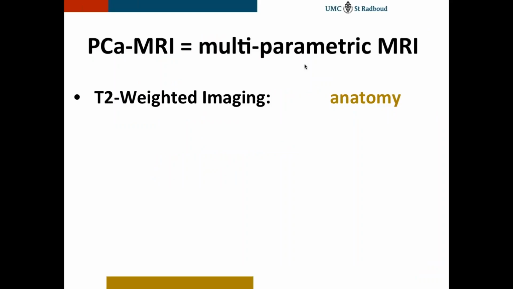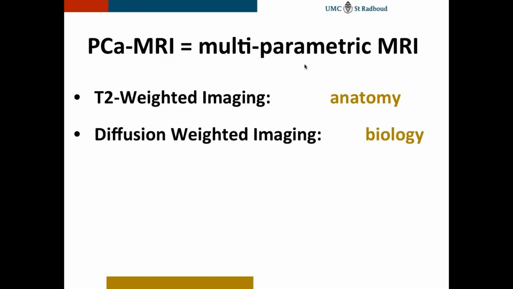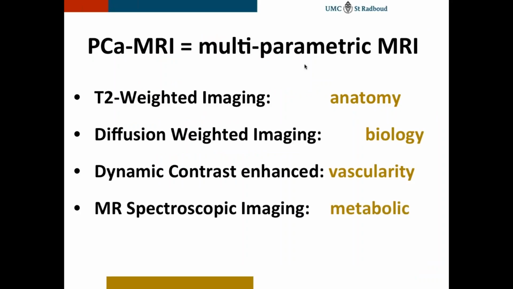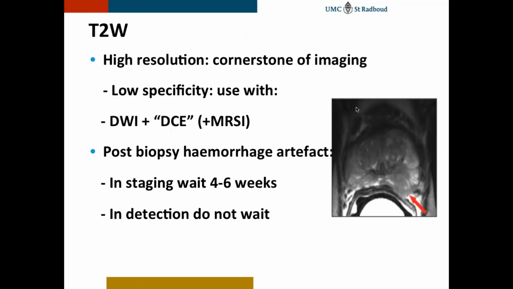It consists of T2-weighted imaging, which gives information about anatomy, diffusion-weighted imaging, information about biology, and dynamic contrast enhanced MRI gives information on vascularity. And in some cases, MR spectroscopic imaging is performed, which provides metabolic information. So T2 gives information about anatomy. It's a cornerstone of imaging, so it gives us all the information about the location of the lesion within the prostate.